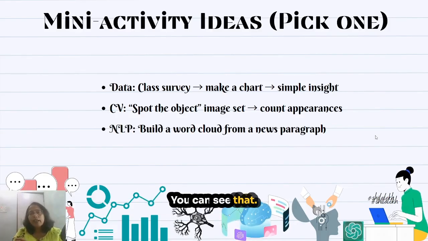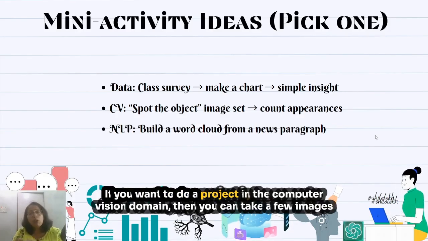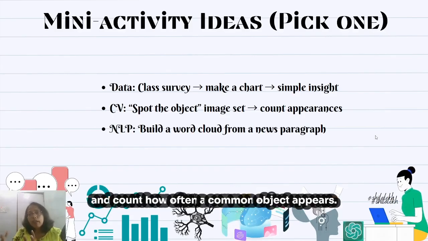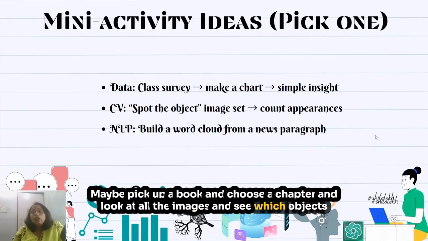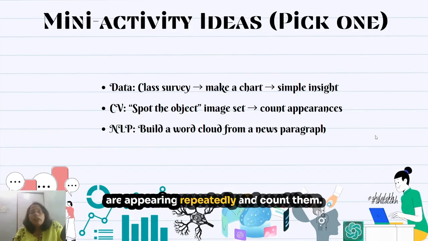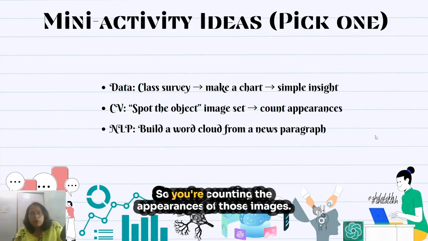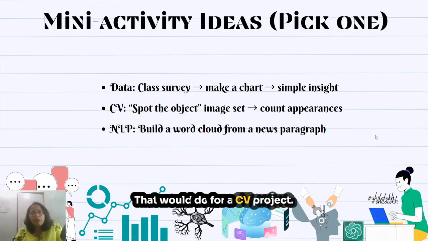You can see that. If you want to do a project in the computer vision domain, then you can take a few images and count how often a common object appears. Maybe pick up a book and choose a chapter and look at all the images and see which objects are appearing repeatedly and count them. So you're counting the appearances of those images. That would do for a CV project.